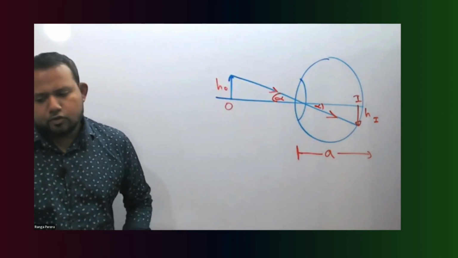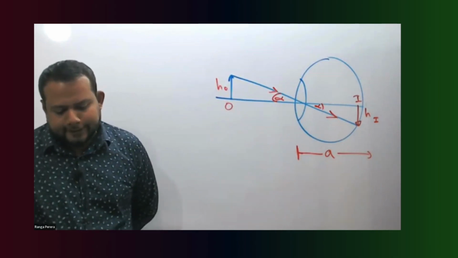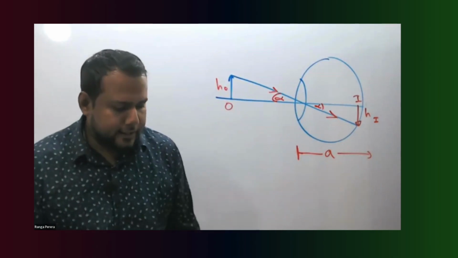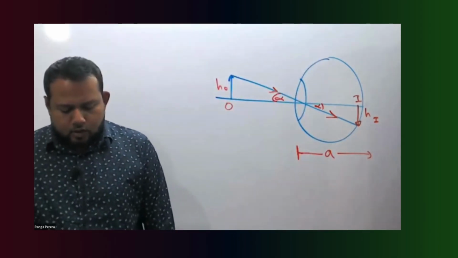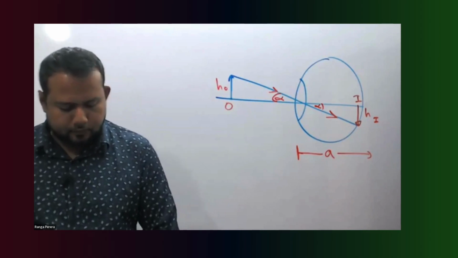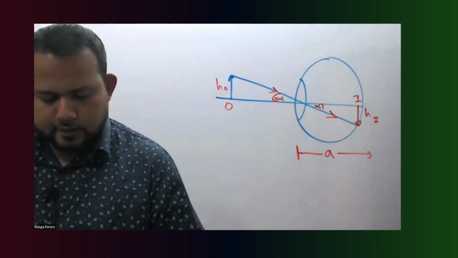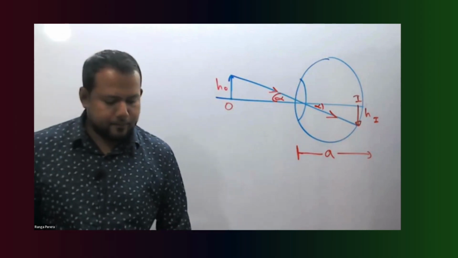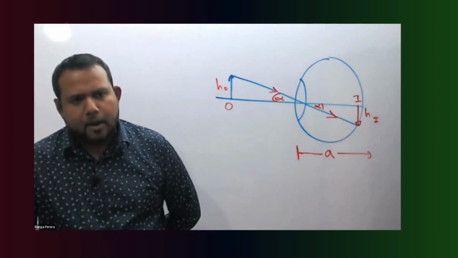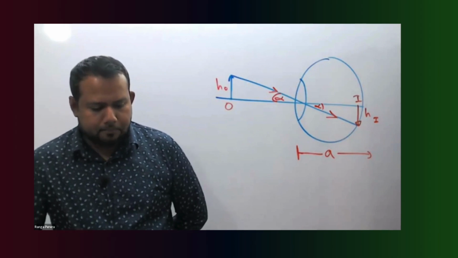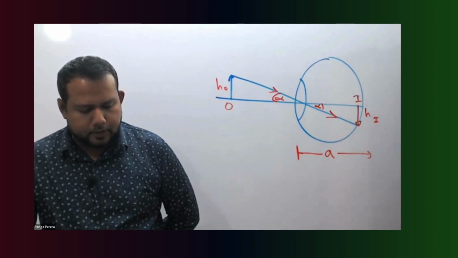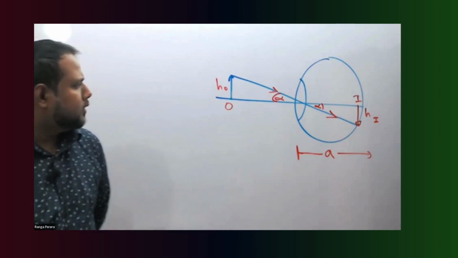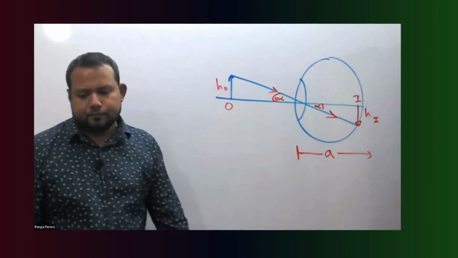Okay, write a subtopic, visual angle. It is the angle subtended on the eye lens by the object. Right. Shall we draw this one?